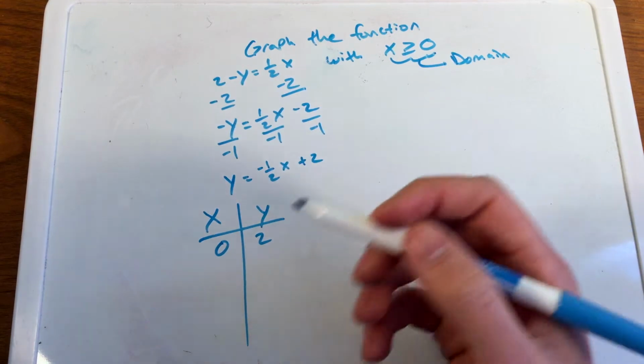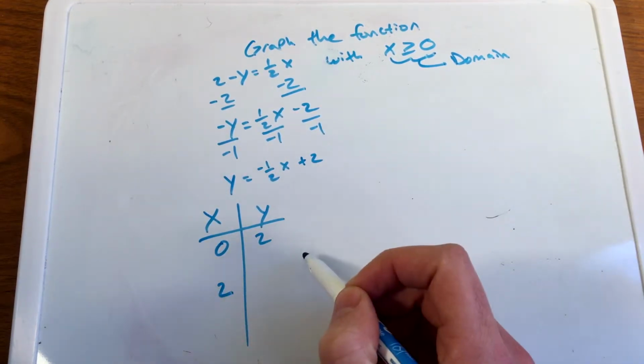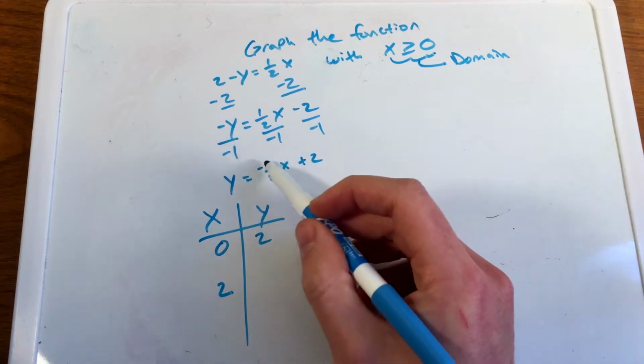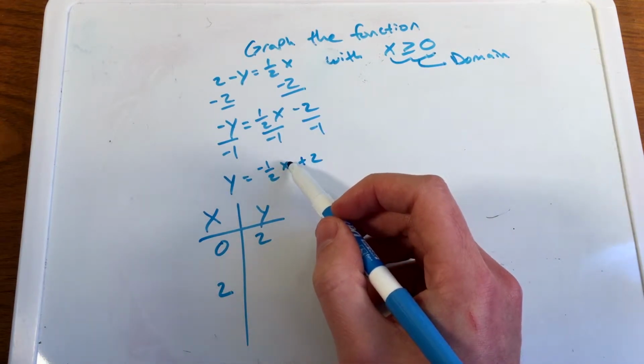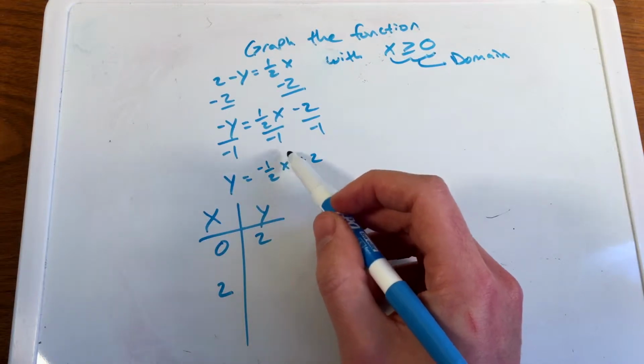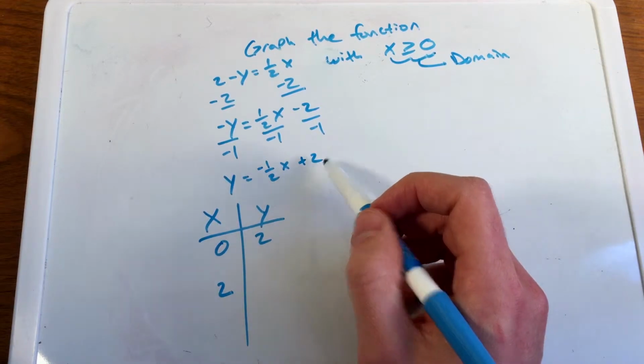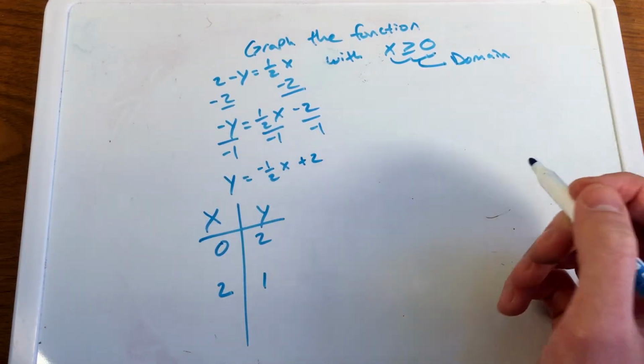Okay, so I'm going to see what that's going to look like here. I'm going to plug in a 2 in for x. So I plug in 2 in for x, I get a -1/2 times 2. -1/2 times 2 comes out to be -1, right? The 2's will cancel out. Plus 2, so -1 plus 2 comes out to be a positive 1.